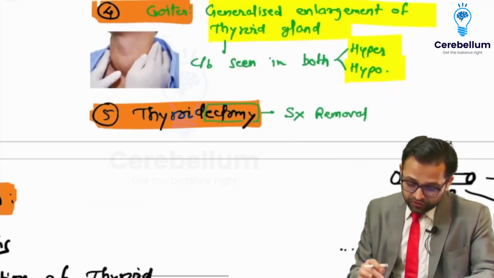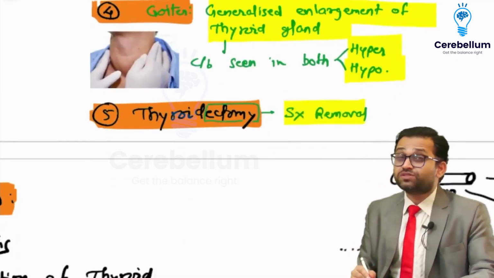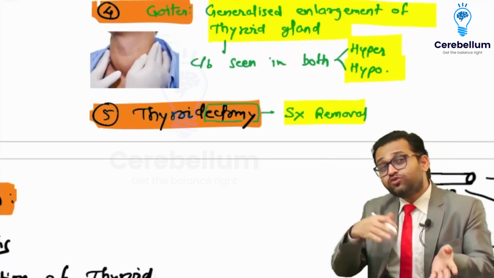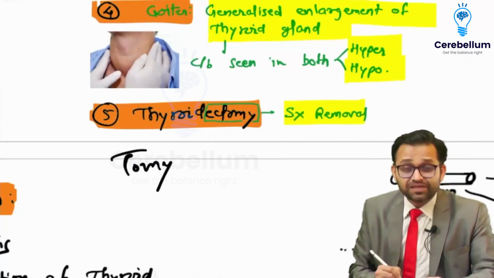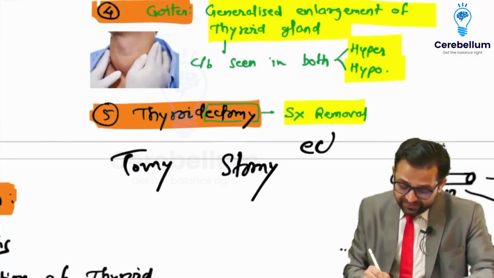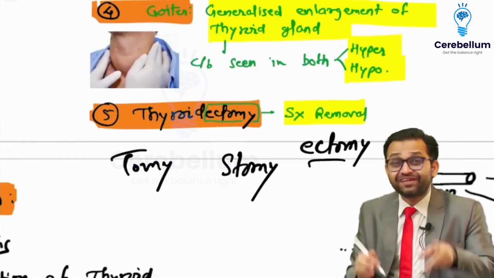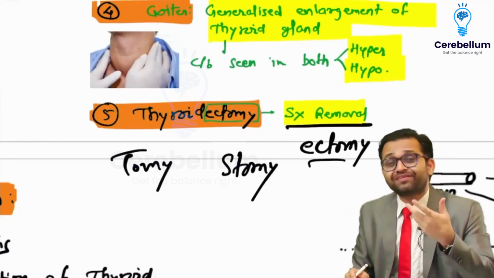Now we are looking at thyroidectomy. Whenever there is a cancer or a dangerous situation, you have to cut and remove the thyroid gland. I already told you, tomy means cutting, stomy means creating an opening, and whenever there is the suffix ectomy, it means cut and remove. So thyroidectomy is surgical removal of the thyroid gland.